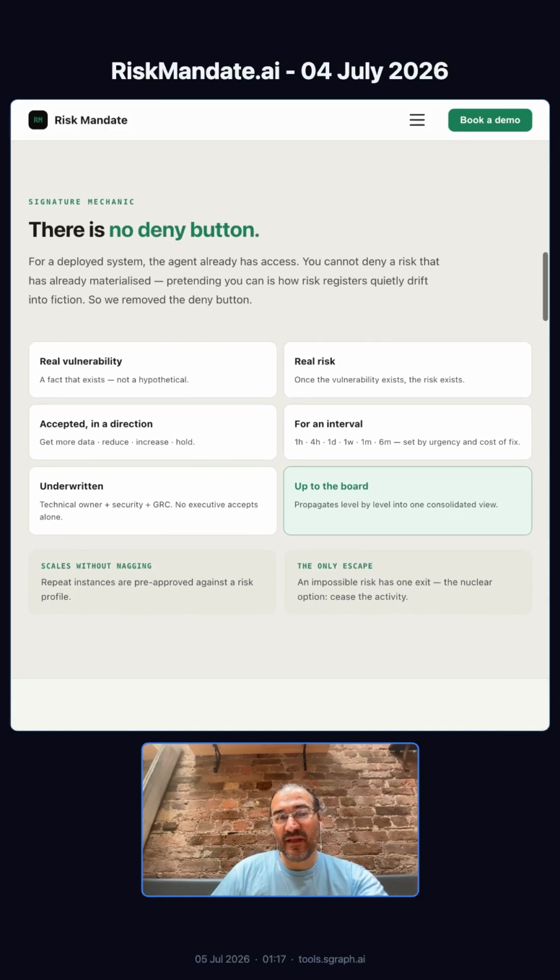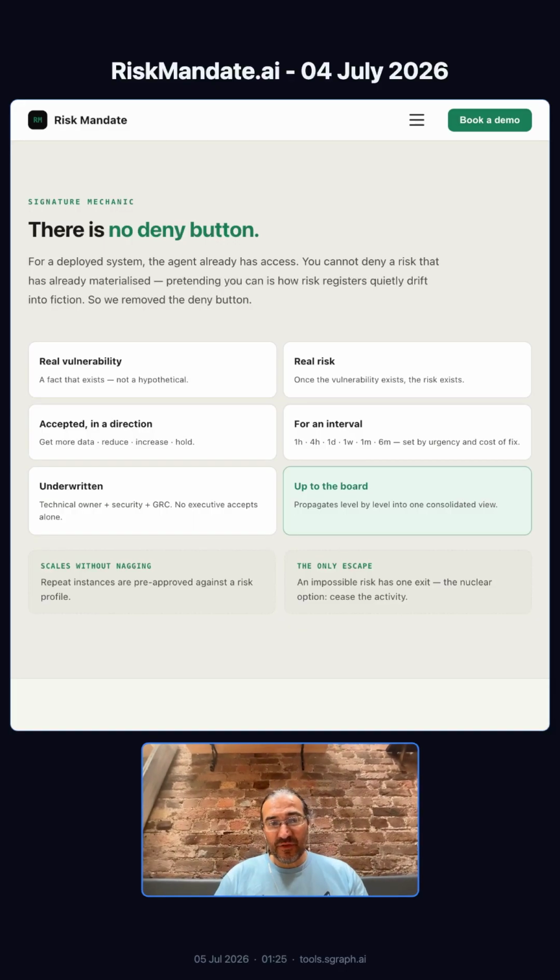One of the models that I use for risk acceptance is that there's no deny button, because the risk already exists, so you can only accept it. But you can do it in a mode where you say, I want to get more data, I want to accept for a little bit while we learn more, or you actually want to do a project about it. And that's why there's an interval.